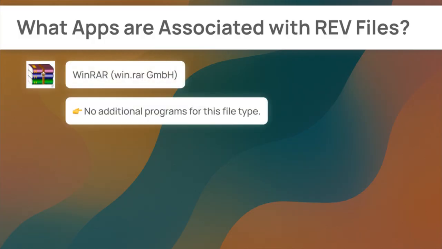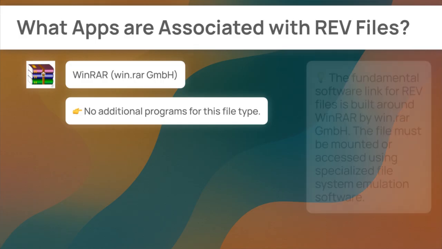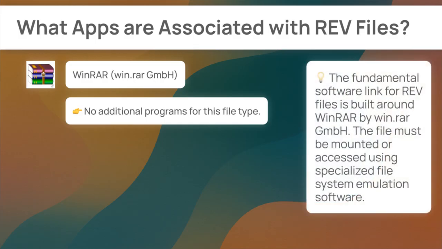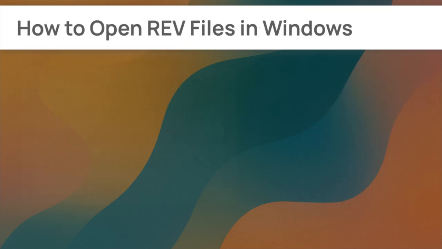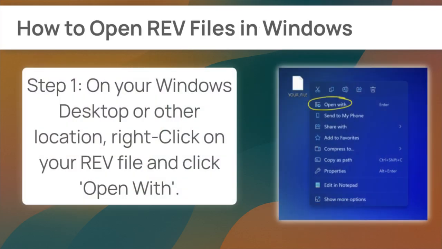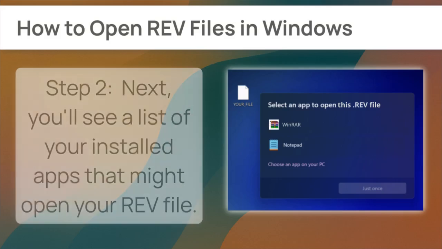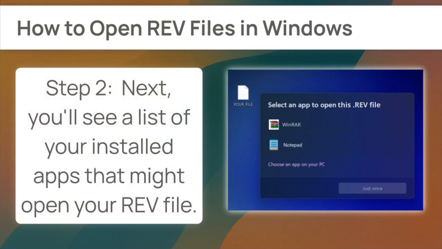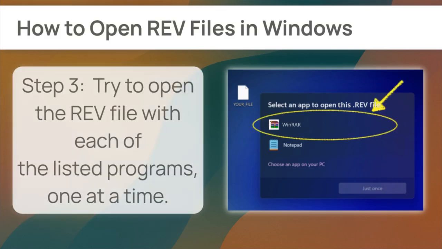WinRAR, engineered by win.rar GmbH, is the application of choice for REV. The file must be mounted or accessed using specialized file system emulation software. Windows typically cannot interpret these files directly, so reading them requires associated backup software. The very first step is to check which program successfully reads the file's header. Right-click the REV file and click Open With. Test WinRAR if present. If it is unavailable, select another program. We need to check every option.